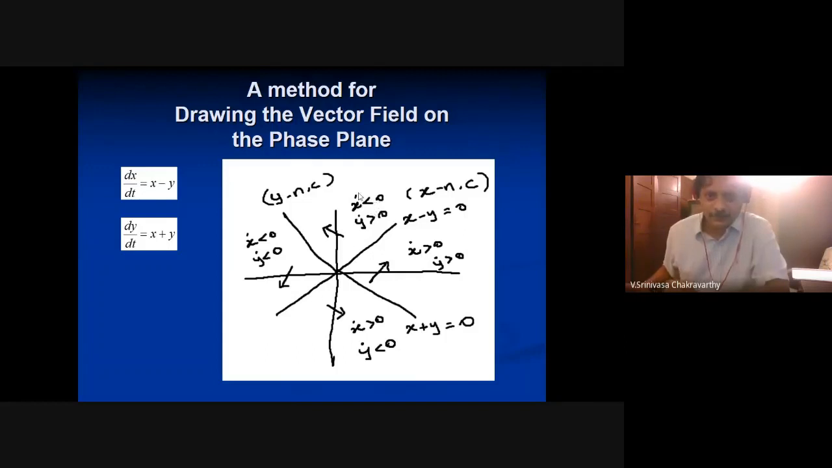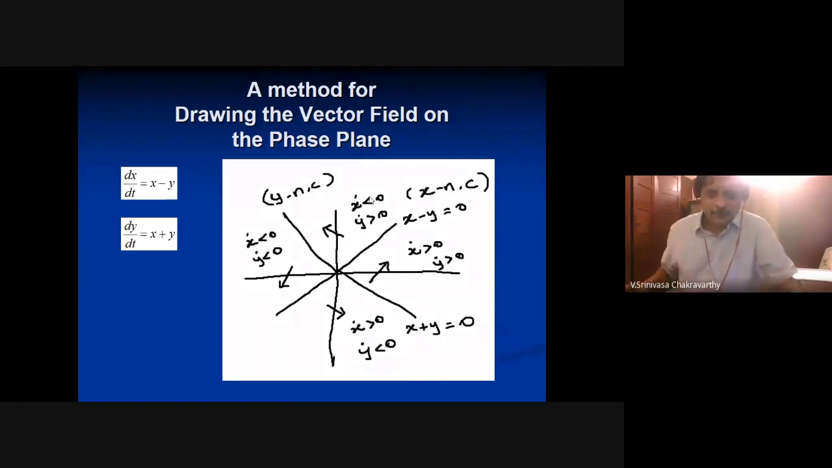Now since the two null lines divide the whole phase plane into four parts, this is one part, this is another part, and so on. Within each part, the signs of x dot and y dot won't change, because for the sign to change, it has to go through a zero, and zero means a null line. If you are not crossing a null line, your sign will not change. The magnitude will change, but the sign will not. Therefore, the overall flow direction will be the same within any of these regions, unless you cross a null line.